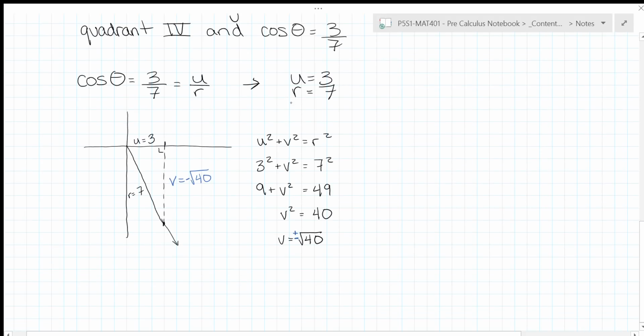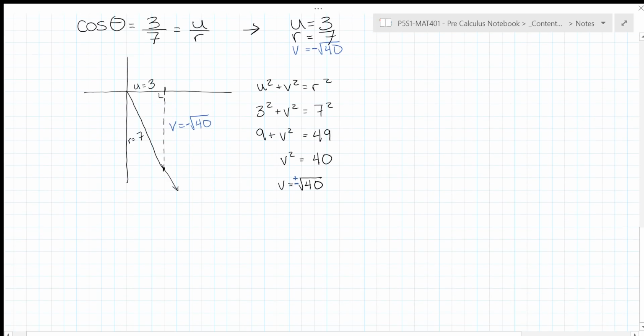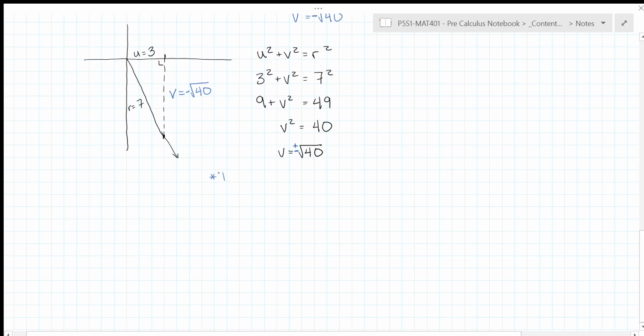So put that in up here. v is the negative square root of 40. I just know that in quadrant 4, v must be negative. So that means, therefore, the 3 dot symbol means therefore, v is the negative square root of 40.